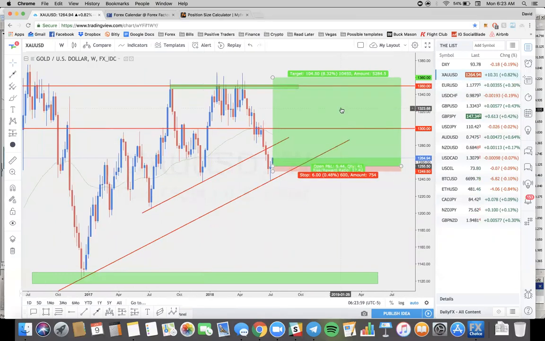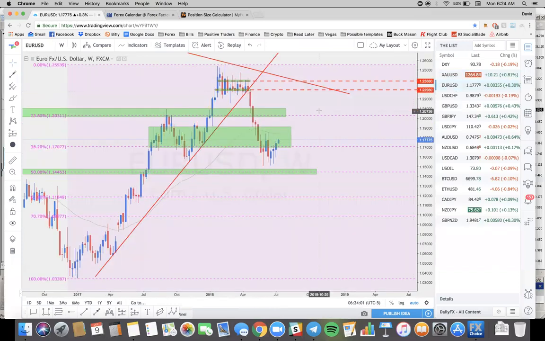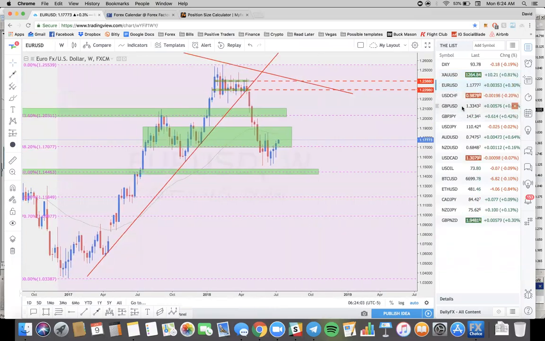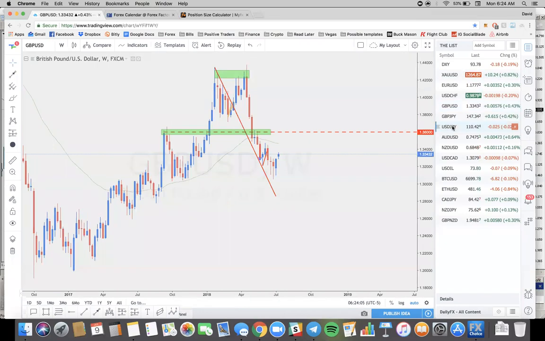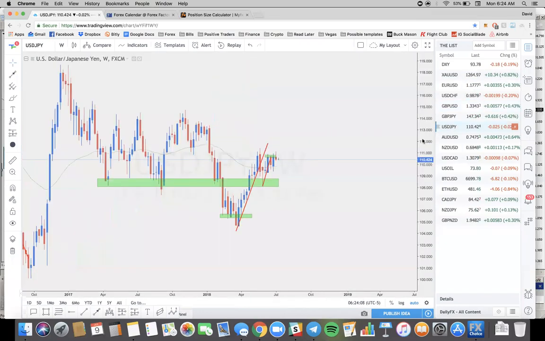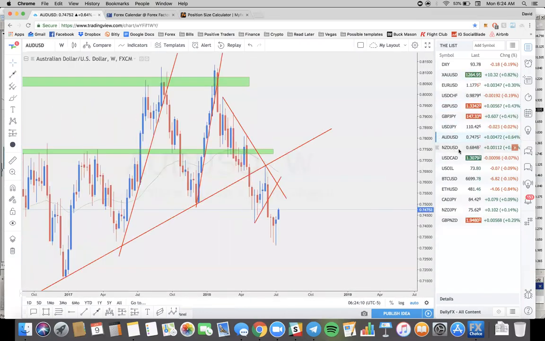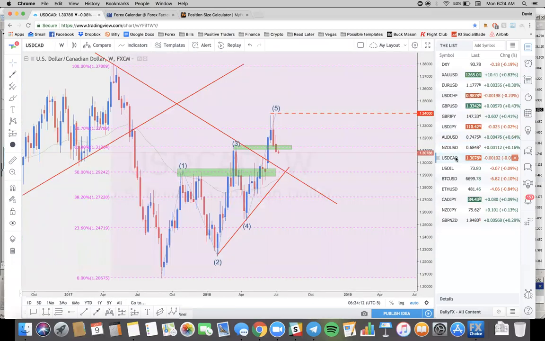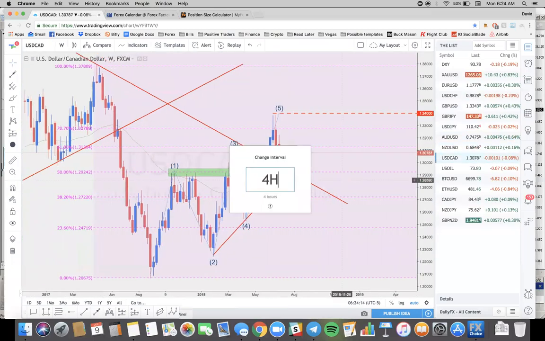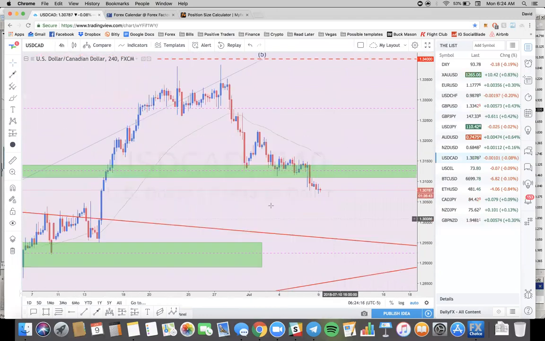So this is just one opportunity. I think this whole week EUR/USD is going to go up. GBP/USD is probably going to keep going up. USD/JPY should go down. AUD/USD should go up. NZD/USD should go up. USD/CAD, we're probably going to see downside on USD/CAD. And that's just among some other pairs.